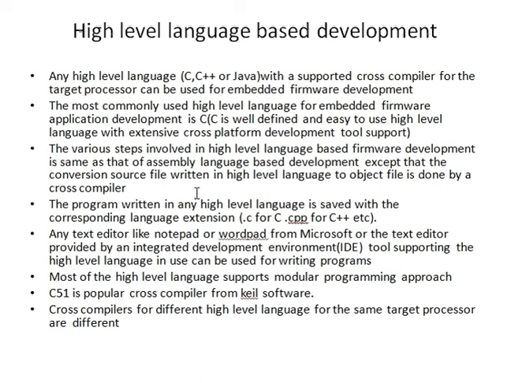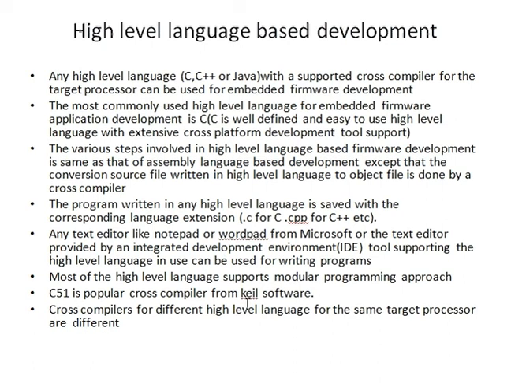And in this case, the steps involved for developing or designing your firmware using C code: first you write a C code using a notepad or a text editor, and save it with the extension .c. Then you can use the supported compilers, cross compilers.